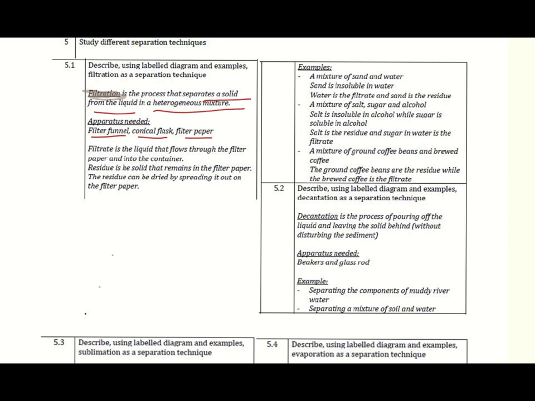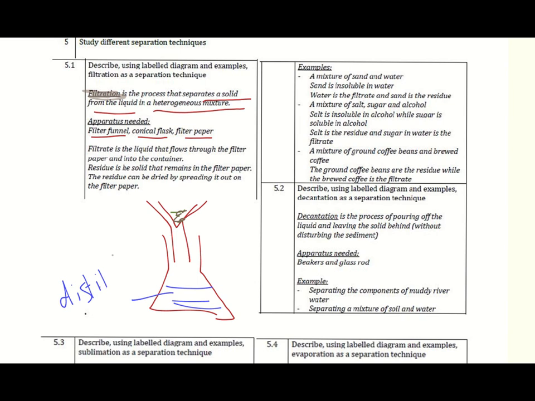When you do filtration, you have a filter funnel, filter paper, and conical flask, and you put the mixture here. The solid will remain inside the funnel while the liquid part can flow. The liquid that flows, we call it filtrate, while the solid which remains here, we call it residue. So residue is the solid which remains in the filter paper, while the filtrate is the liquid that flows through the filter paper.